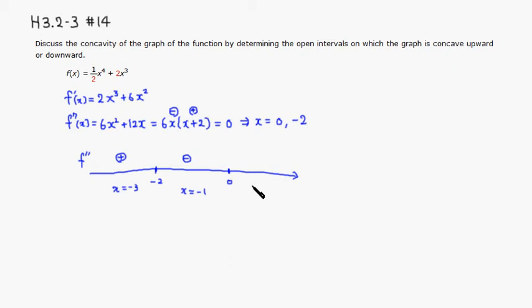Try anything bigger than 0, so I'll try 1. If you try 1, 6x is going to be positive, x plus 2 is going to be positive too, so the second derivative is positive. Since the second derivative is positive here, we know that it's concave upward. If the second derivative is negative, it's concave down, and if the second derivative is positive, concave up. So let's type it in.